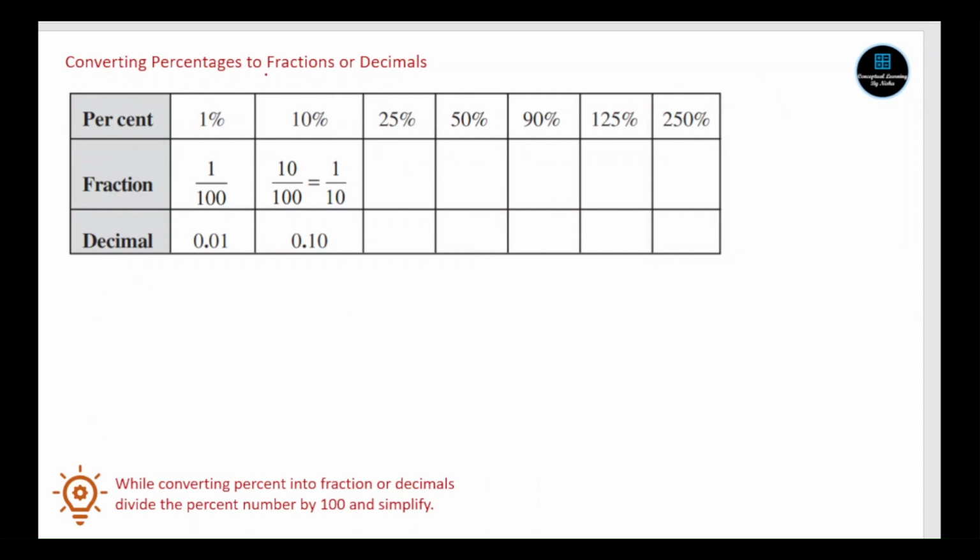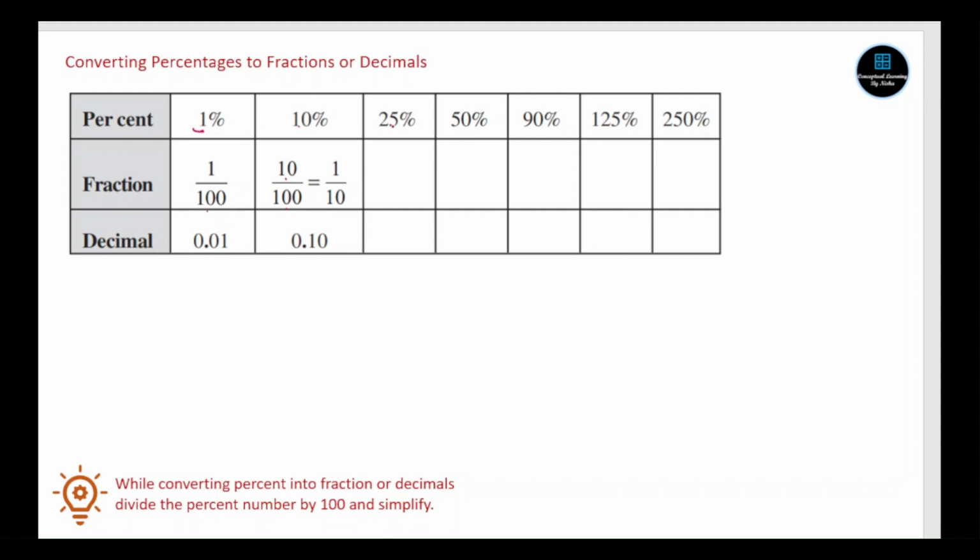Converting percentage to fraction or decimals. It is very easy. See what to do. While writing the percentage as a fraction, you write whatever number is given upon 100. 10% is 10 upon 100, and now try to convert into lowest form. You already learned the lowest form, right? So 10 upon 100 is 1 over 10.